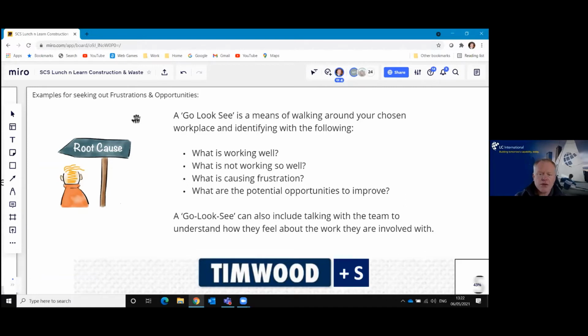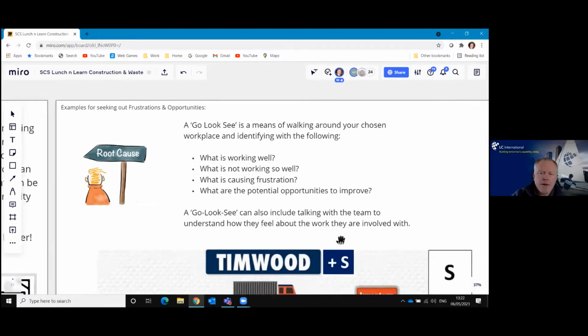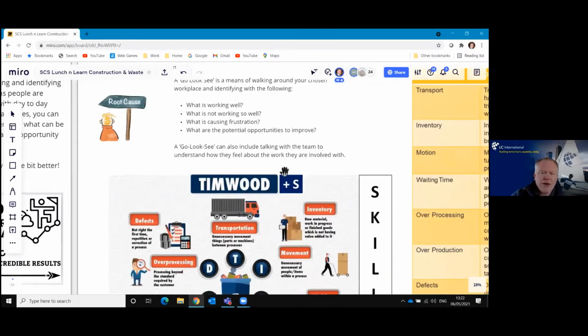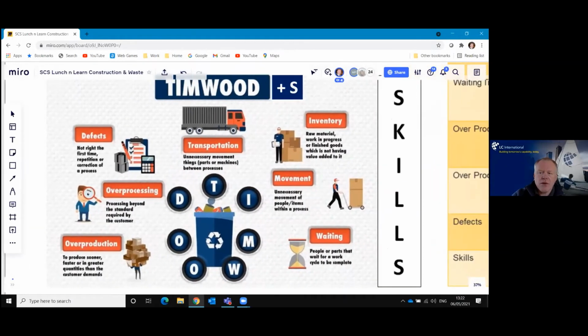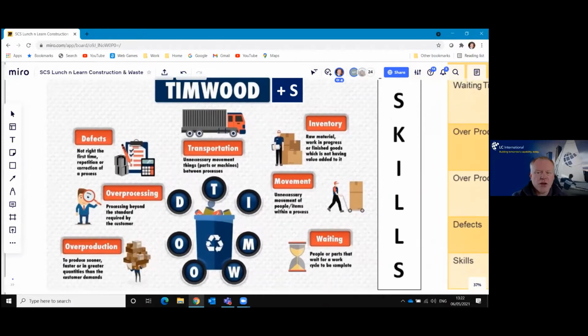Now, the TIM WOODS is all about categorization. So we can focus on a number of these things that you spot, categorized in one way, so we can take action across one whole grouping of waste. So what are those 8 wastes that we have there? So in the 8 wastes, we focus on transportation, inventory, movement, waiting, overproduction, overprocessing, and defects.